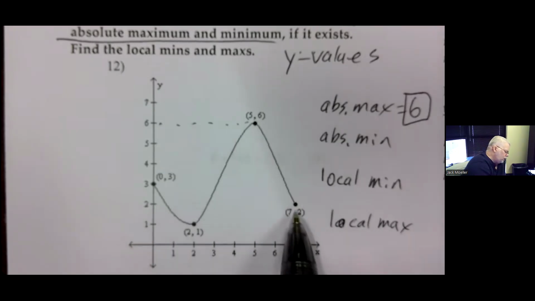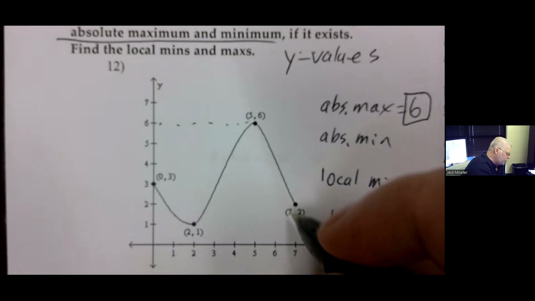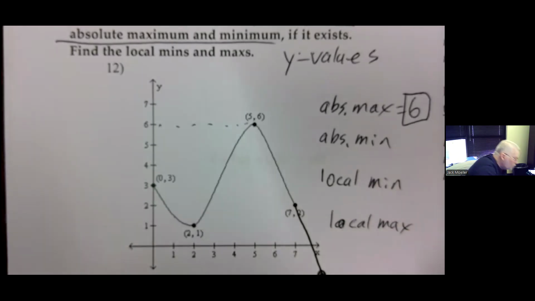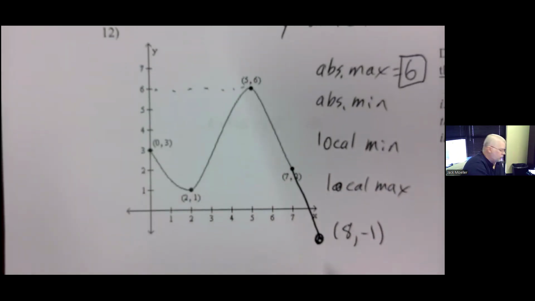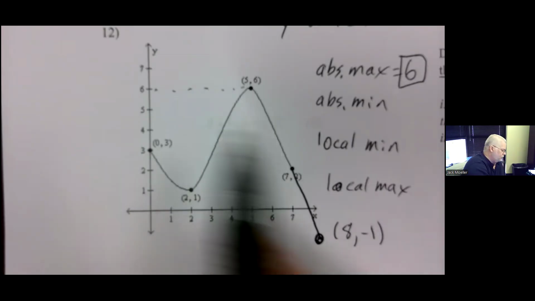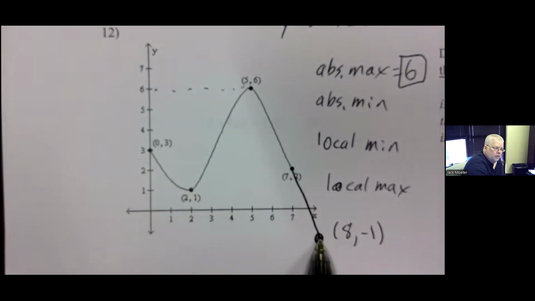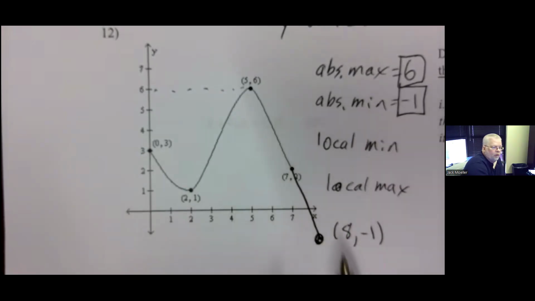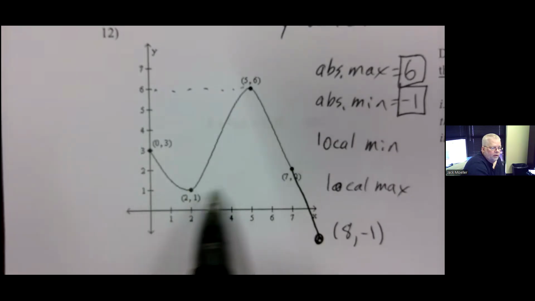Okay. Now you always have to look at endpoints. Actually, let's modify this graph a little bit to make it a little bit more interesting. So continue that down to 8, -1. And so now that I have that, what would be the absolute min? Well, now it'd be that point. So if we're looking at y values, it'd be -1. Before I changed that, the absolute min would have been 1, because that would have been the lowest y value.